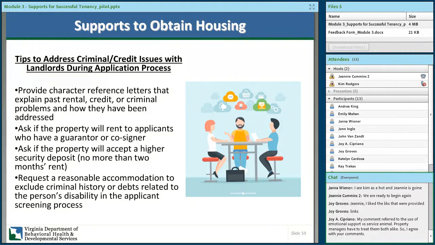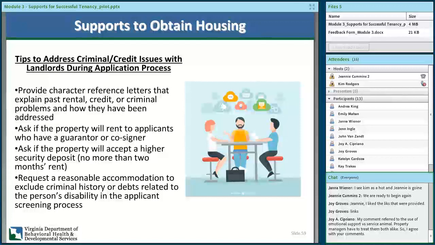Here are some additional tips to address criminal and credit issues that arise during the application process. First, provide landlords character letters from trusted or respected third parties, or advocacy letters explaining past rental, credit, or criminal problems and what the individual has done to take ownership and address these problems. Next, ask if the landlord will permit applicants with certain types of criminal or credit issues to rent if they have a guarantor or cosigner on the lease who will cover any unpaid rent, damages, or other fees. The individual must have someone who is willing to serve in this capacity and who would meet the landlord's income and credit criteria.